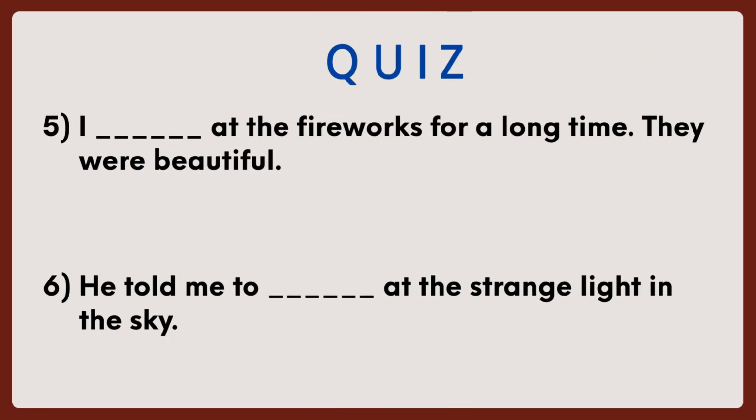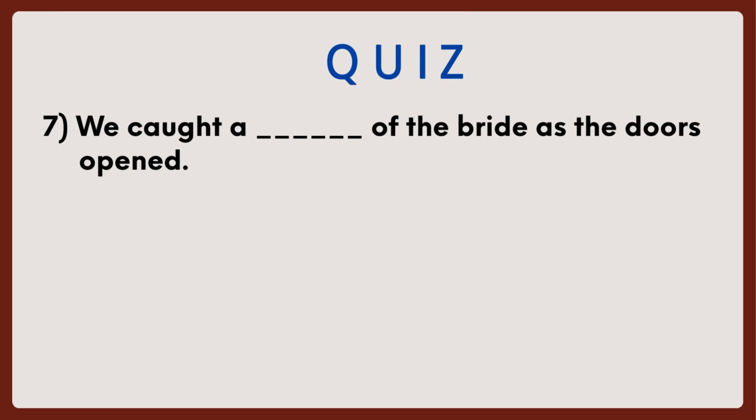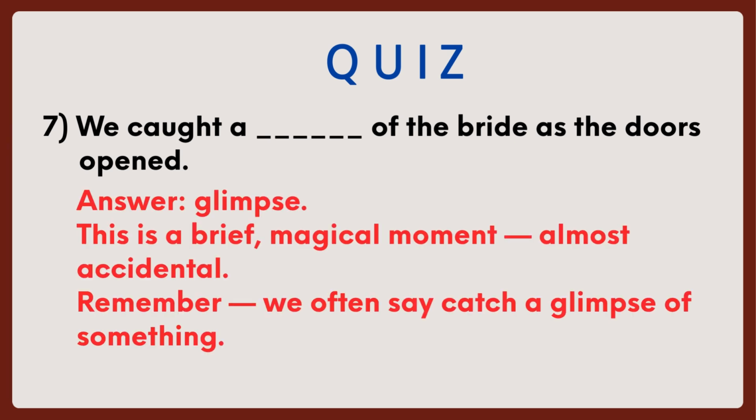Question 5. I at the fireworks for a long time. They were beautiful. This was a calm and emotional moment. The correct answer is gazed. She looked with wonder. Question 6. He told me to at the strange light in the sky. This is a direct instruction to focus your eyes on something. The right answer is look. It's intentional. Question 7. This is a brief, magical moment, almost accidental. The answer is glimpse. And remember, we often say, catch a glimpse of something.